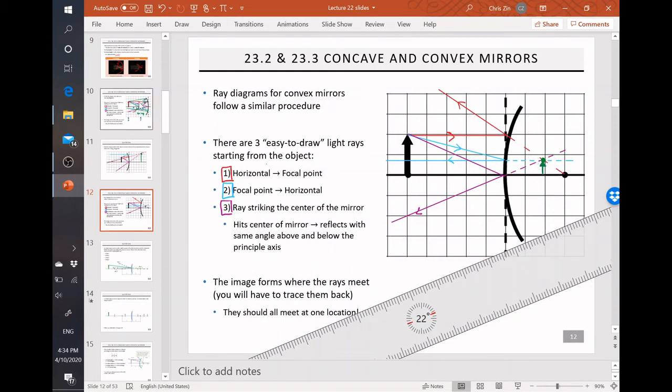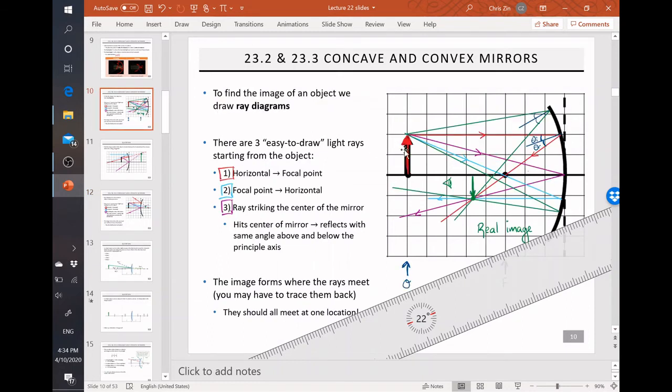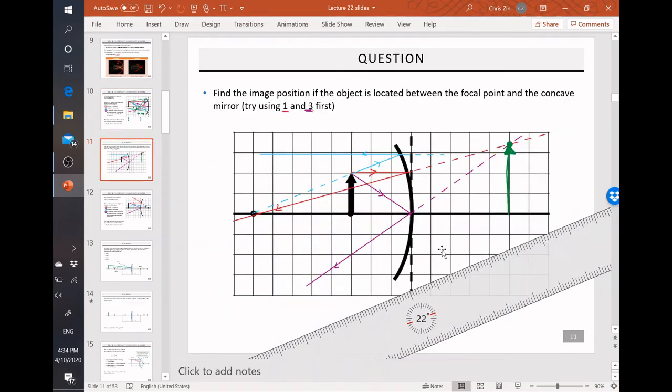In the first concave example two slides back, when the object was located to the left of the focal point, we determined that the image of the object was real. In the second example of the concave lens, or mirror, where the object was between the focal point and the mirror, in this case, the light rays did not actually come from the image location. They only appear to come from here. So in this case, we have a virtual image.